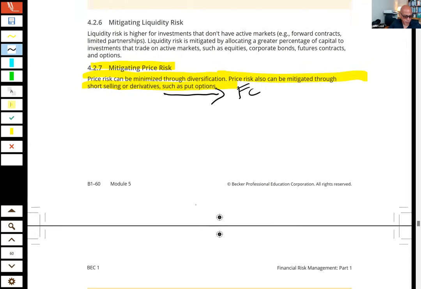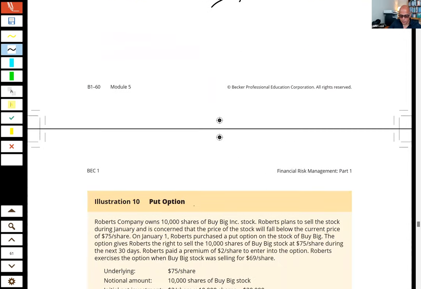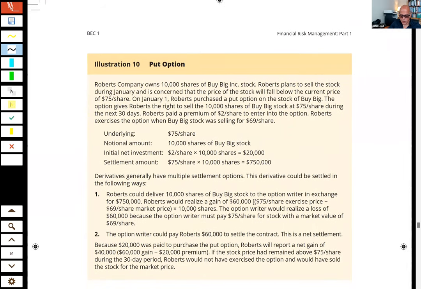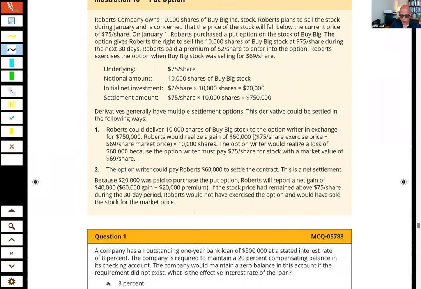And again, I don't want to necessarily go through that example because they don't really give us any more insight than what we just talked about there.